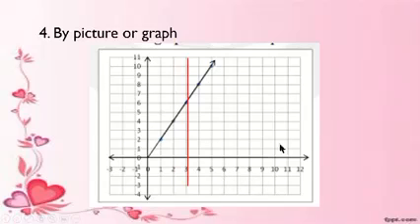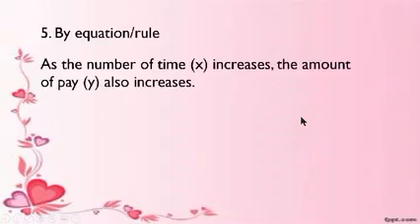Katulad nito. Ayun, nag-draw ako ng vertical line. Ayun, dun lang tumama. So, 1 point lang yung intersection, meaning this graph is a function. So, kahit saan ako maglagay dyan sa graph na yan, isang beses lang siya mag-intersect doon sa graph. Number 5, by equation or rule. Ito yung example.